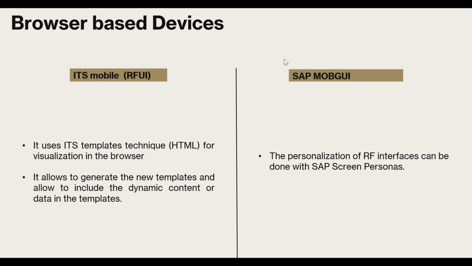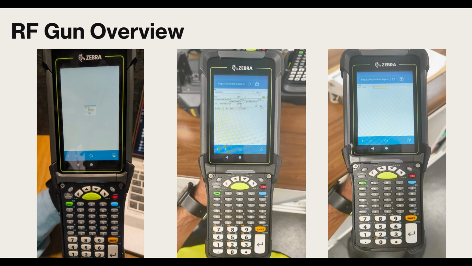But if we want to modify the RF screen personalization for this SAP Mob GUI ITS service, then in that case we need to use SAP Screen Personas. By using this, we can add different flavors to it, like we can change the color of the push button, or the color of mandatory fields. Those changes we can do using SAP Screen Personas. But in today's video, I will show this ITS Mobile RFUI, and how it looks in RF devices and how we run this in browsers. Okay, let me go to the next slide.